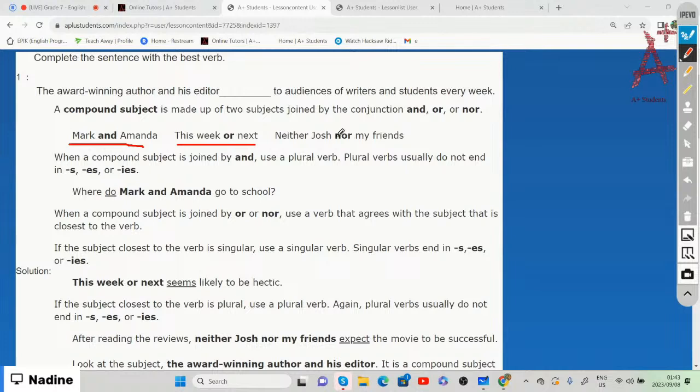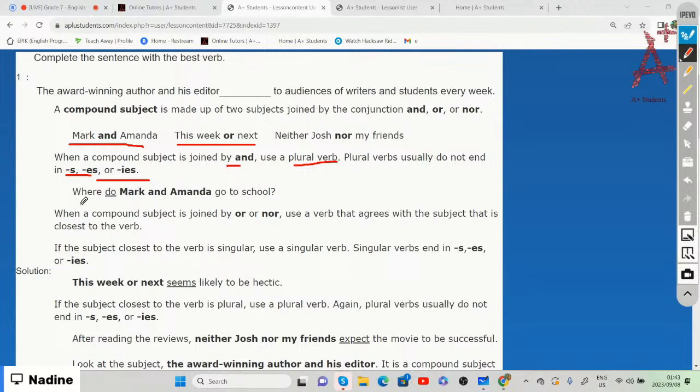So when a compound subject is joined by and, we use the plural verb. And plural verbs usually do not end in S, ES, or IES. So where do Mark and Amanda go to school? Not where does. Where do they go to school? That is when we use and, then we use the plural verb.